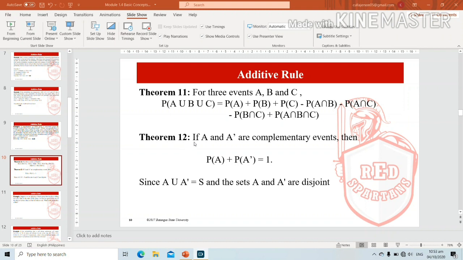Then, for Theorem number 12, if A and A complement are complementary event, then probability ng A plus probability ng A complement is equal to 1. Ito yung sinasabi ko palagi na yung probability ng sample space ay laging equal sa 1. Kung ang probability ng A, for example, is 0.8, meaning may 0.2 na complement si probability ng A. So, yun lang yung ating Theorem 11 and 12. So, proceed tayo sa example.